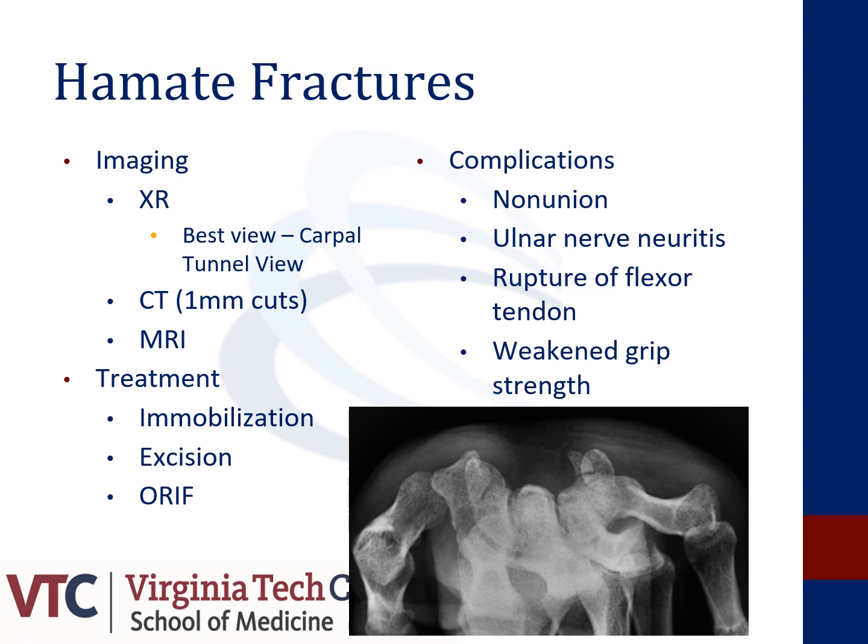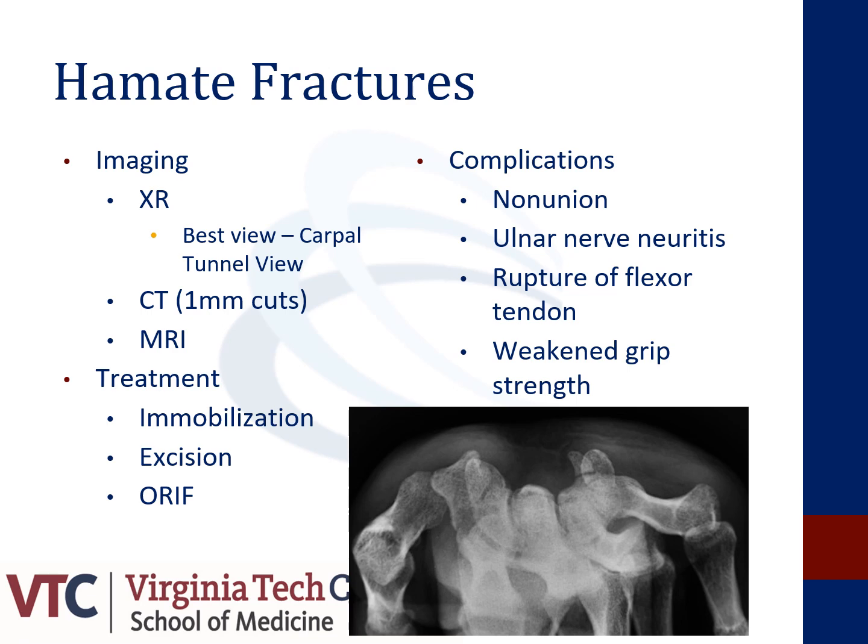Treatment options include immobilization, excision, and open reduction internal fixation. If you immobilize these fractures, about 50% of them will go on to non-union. The most common surgical option is excision. Any question you encounter involving an athlete with a hook of the hamate fracture, the option will be to excise that fragment. That allows them to have the fastest recovery and return to play.